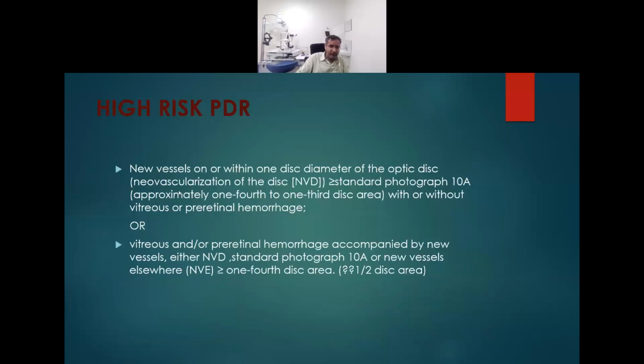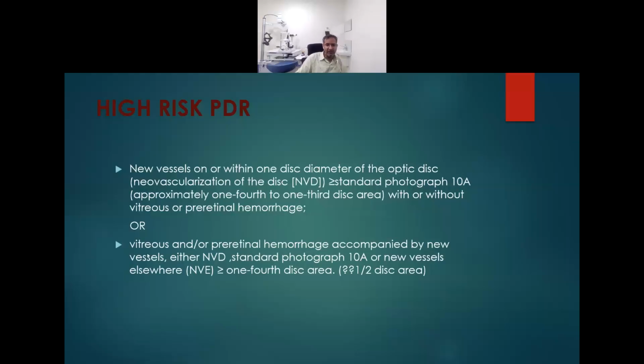High risk PDR is what? When the new vessels are within 1 disc diameter of the optic disc, it is labeled as NVD, and it should be more than standard photograph 10A, which shows approximately 1/4 to 1/3 of the disc area, with or without vitreous or preretinal hemorrhage. With or without specifically has to be focused.